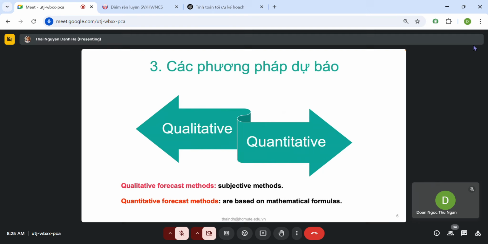For forecasting, most companies can do it by themselves or based on the information they get from the market. Sometimes we separate it into two different techniques, which we call qualitative and quantitative. The first one is the qualitative forecast method, and the next one is the quantitative forecast method.